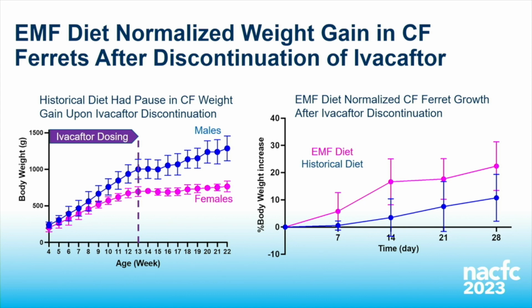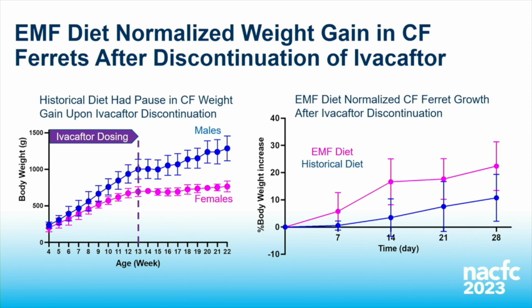Similarly, when we take away ivacaftor in these ferrets, they have, again, as you could imagine, their GI tract no longer working as well. They're now pancreatic insufficient. Even though we supplement them with pancreatic enzymes, they still kind of get a tummy ache and quit eating for a few weeks, and they basically stall out in their growth rate historically.